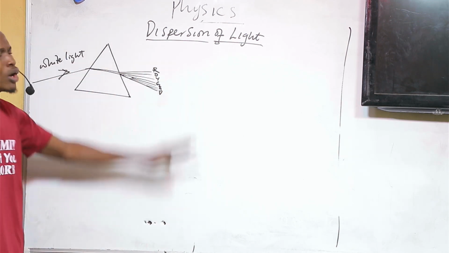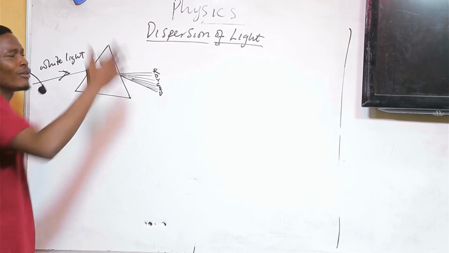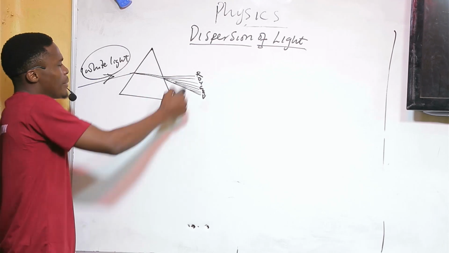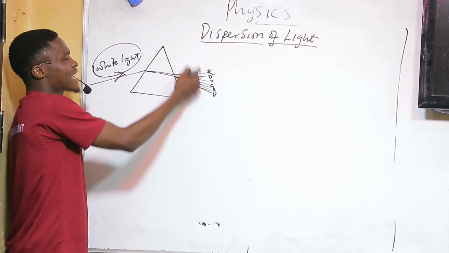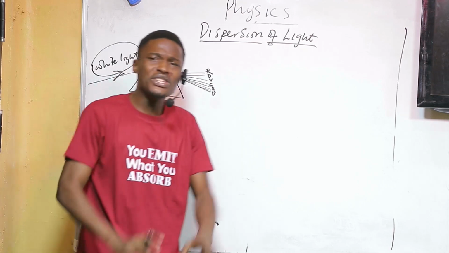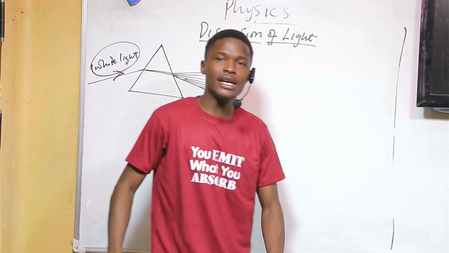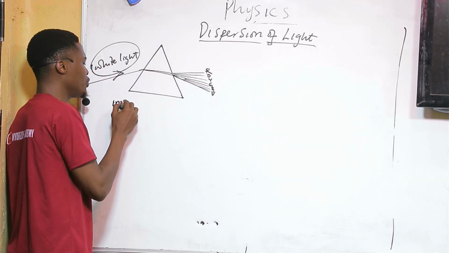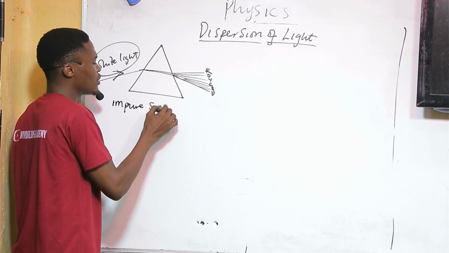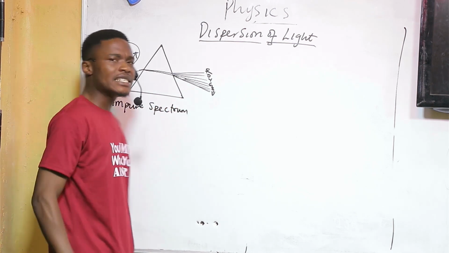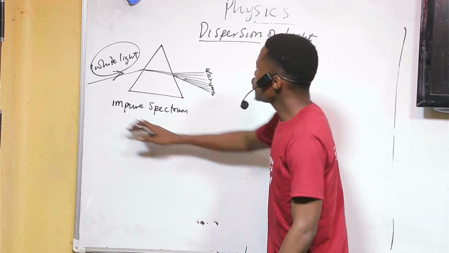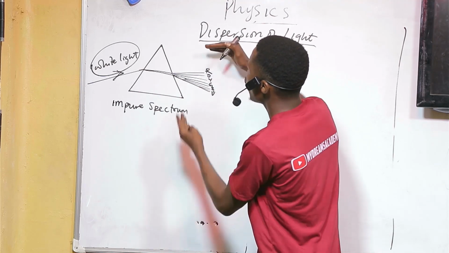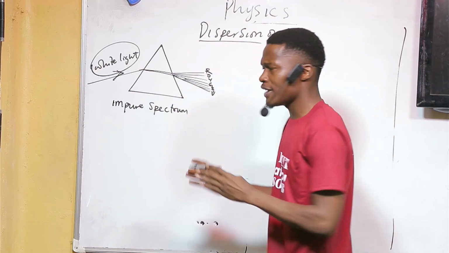So that is what we call what? Dispersion. So dispersion is the scattering of light. When white light is passed through a triangular prism, it scatters into its various components, meaning it disperses into its various components. Now, what we are seeing here is what we call an impure spectrum. In the JAMB exam, they will ask you why we call this an impure spectrum. You tell them it is because the various colors of light overlap.